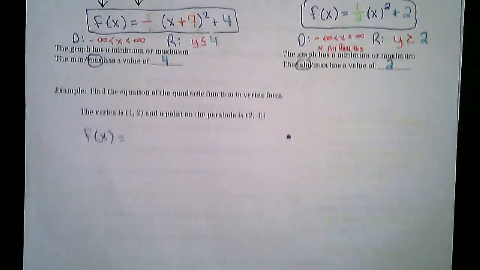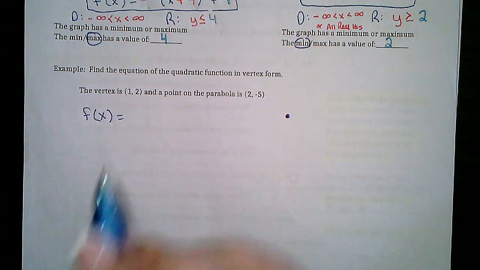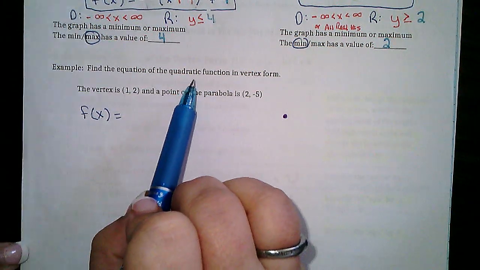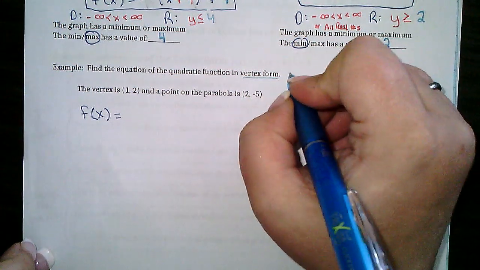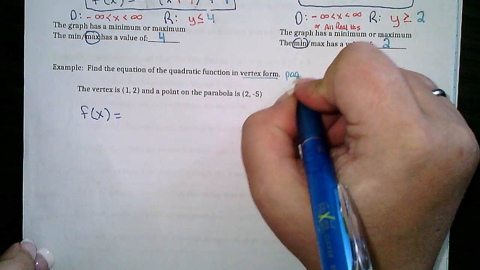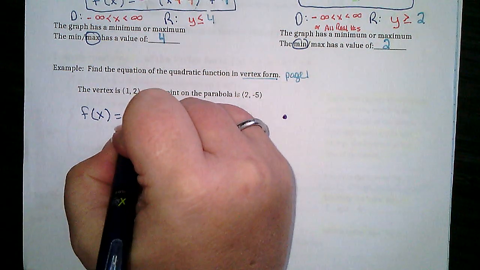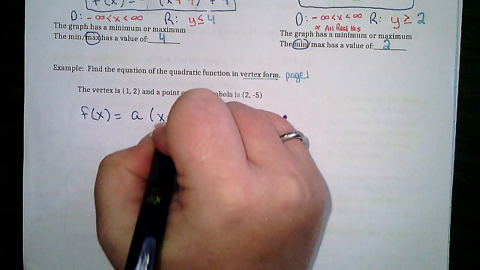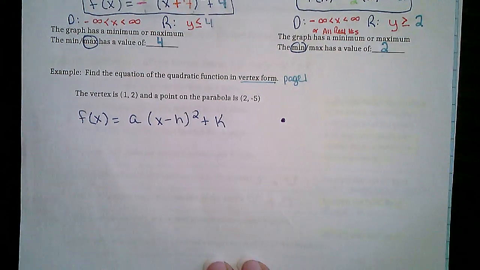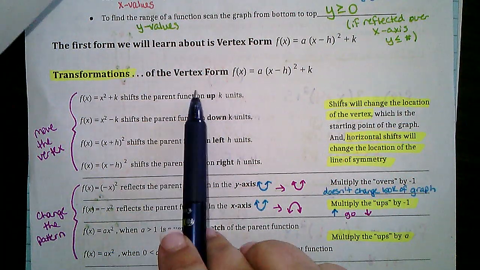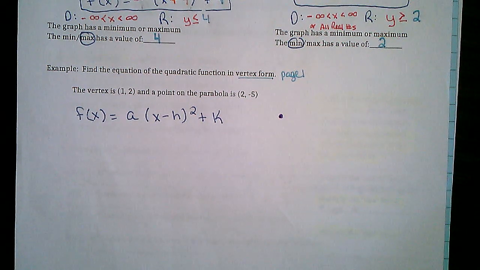Okay, last thing actually. This is going to be a nice short little notes day. Okay, so it wants us to find the equation of a quadratic in vertex form. So vertex form is what we got from page 1. Okay, so on vertex form, we have an a, we have x minus h squared, and we have plus k, right? That was vertex form right here. Vertex form. This is something you're going to need to remember. So this is vertex form.